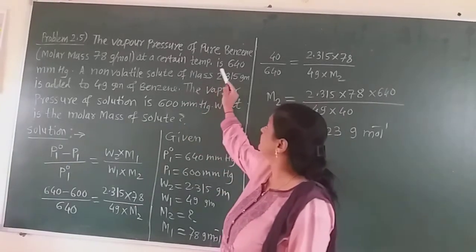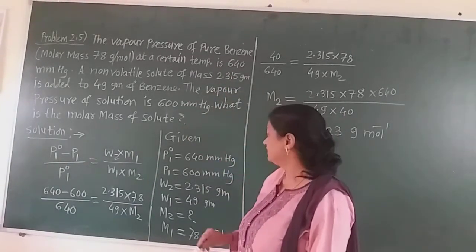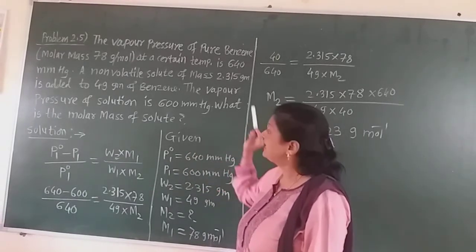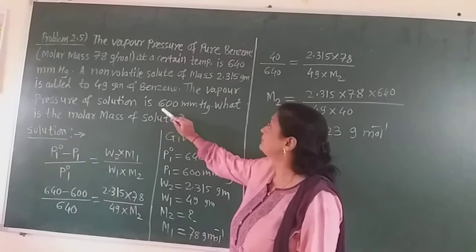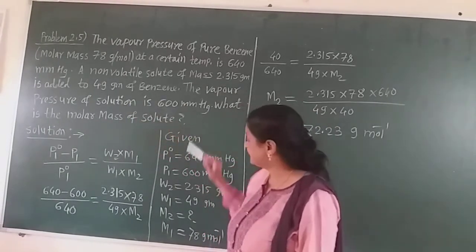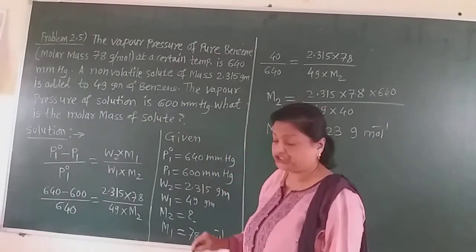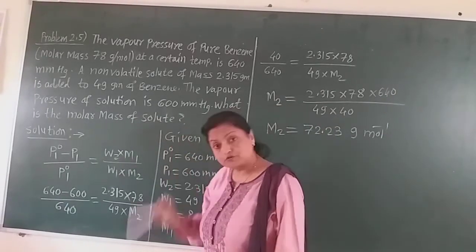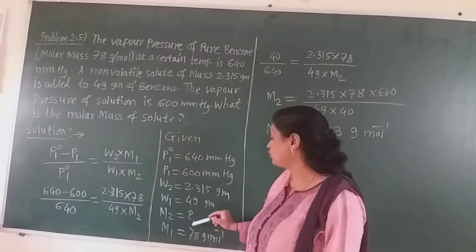First they have given the vapor pressure of the pure solvent, P01, 640 mm Hg, and now they have given the vapor pressure of the solution, that is 600 mm of Hg, and they ask us what is the molar mass of the solute. That is M2 we have to calculate.